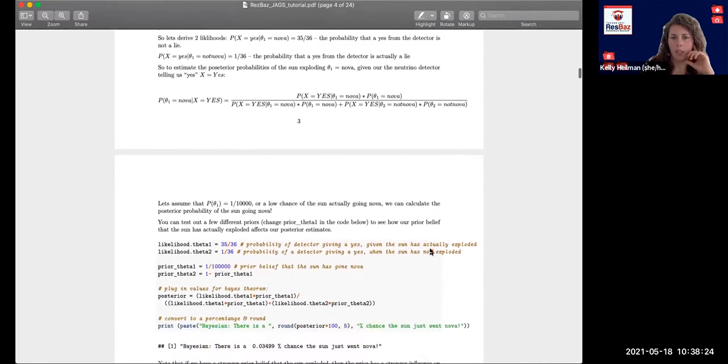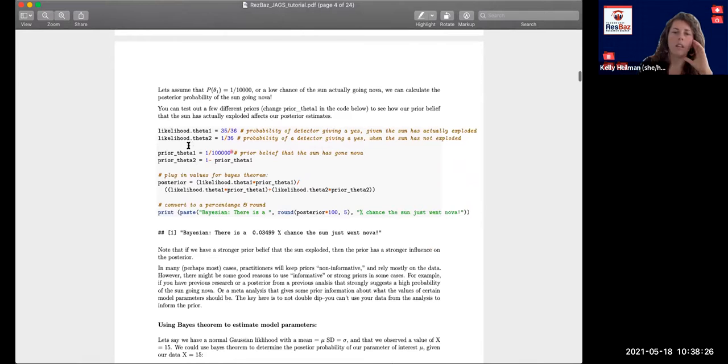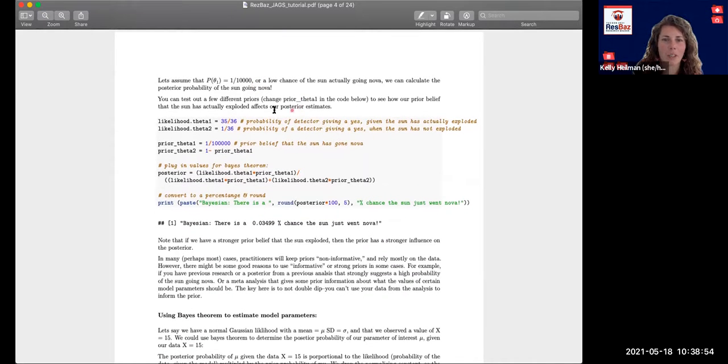But this is in the R Markdown code that's on the workshop tutorial, so you can play around with this if you want. But what's really important here is that let's assume that the prior probability that the sun is actually going to go nova is really low. So 1 out of 10,000 chance, which I think is still a pretty high chance, but we'll say it's pretty low.